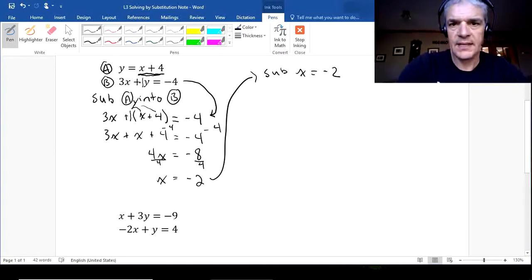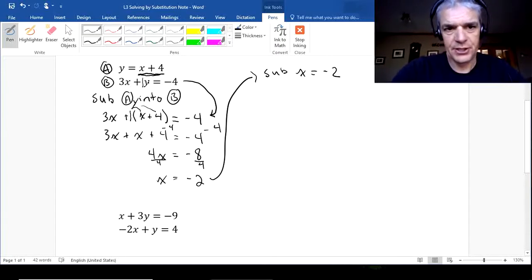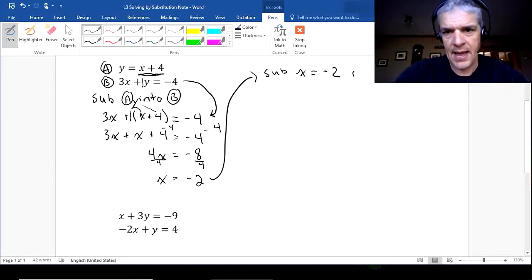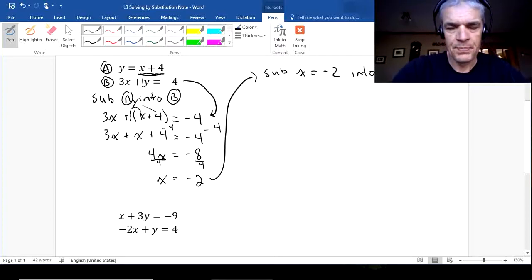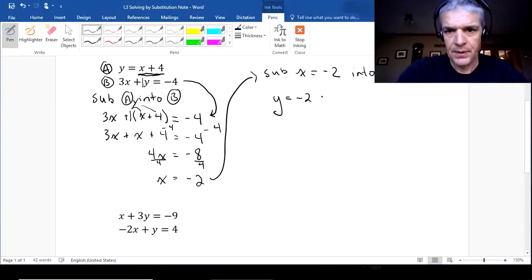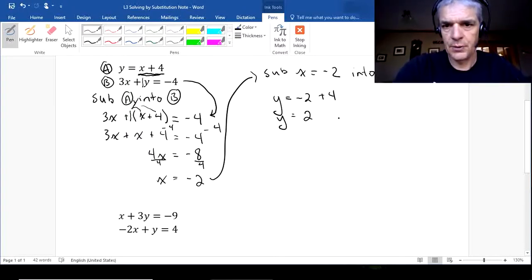If one of these is in slope-intercept form, I always choose that. It's just so much easier, because of the way it structures it. So I'm going to sub that into A, because A is in slope-intercept form. If they're not, then you have to pick and choose which way is the best way to go. So I end up with y equals, and not x, but minus 2. So minus 2 plus 4, and that equals y equals 2 when I do the math there.